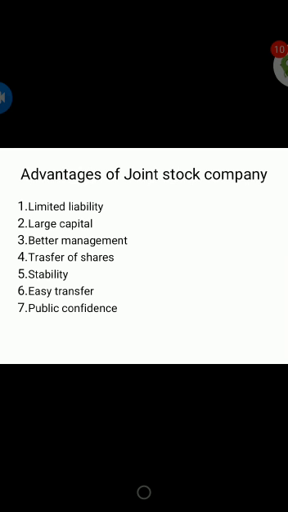The next is public confidence. The company is required to submit the financial statement to the government. The accounts are audited by the auditor, to make the accounts free from errors and frauds. This enables the company to enjoy public confidence. Public companies must get their accounts audited, and based on this audited statement the people are ready to invest in the company.